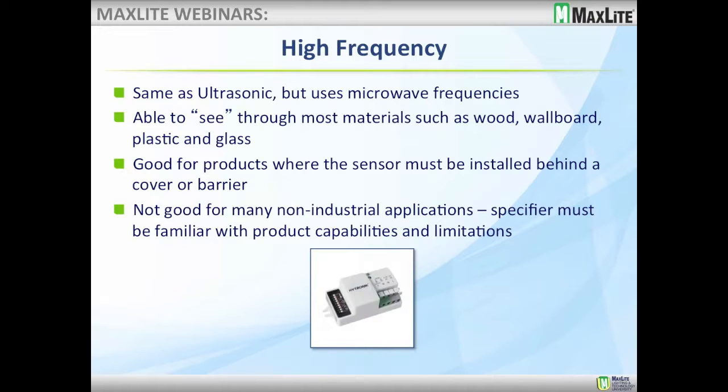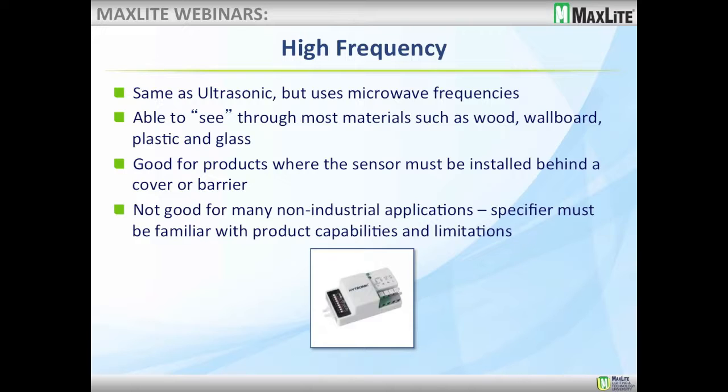The thing about a high frequency sensor is that it's able to see through a lot of materials like wood, wallboard, plastic, glass. And the advantage of this is you can mount it into a fixture that has to be sealed, for example, a vapor tight or something like that. And you can put it behind the lens of a vapor tight or a similar fixture like that, and it will see through it and be able to sense occupancy in the room. It will stop at concrete and thick metal and things like that.